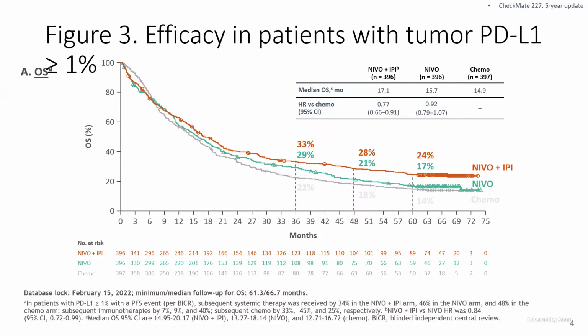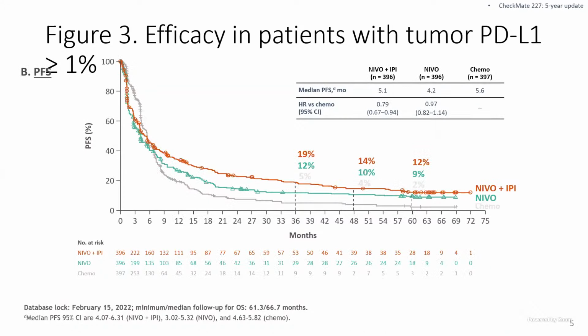So in the PDL1 more than 1% population, efficacy, overall survival, as we can see now, we have 5-year data. At 3 years, it was 33% versus 22%, Nivo EP versus chemo, and at 5 years, it is 24% versus 14%, with median overall survival of 17.1 months versus 15.7 months, and hazard ratio is 0.77, not crossing unity, which signifies that it is a statistically significant finding. Next slide, please. Again, in PFS, the hazard ratio is not crossing unity, and as we can see at 5 years, it is 12% versus 2% when compared with chemotherapy alone. Next slide, please.